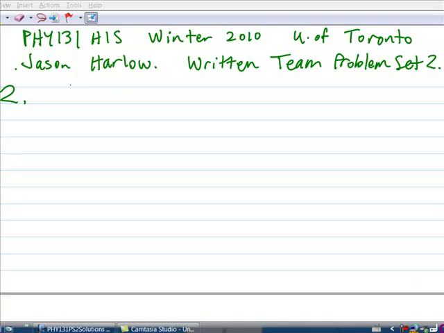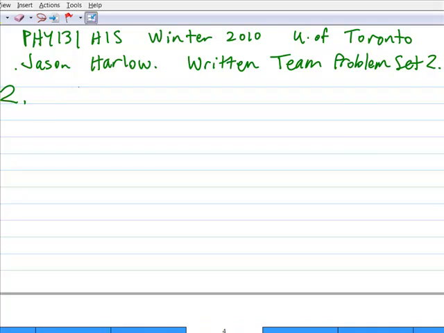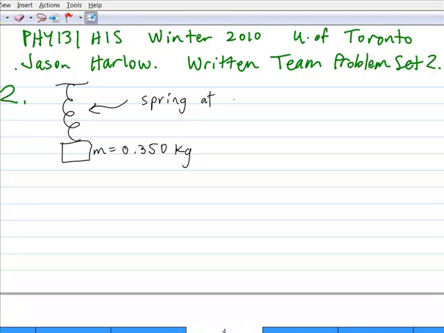Okay, problem 2 says that a spring is hung from a ceiling. So here's the ceiling, here's the spring, and then you attach a block of mass equals 0.350 kilograms to the free end of the spring. So this is the spring at equilibrium.